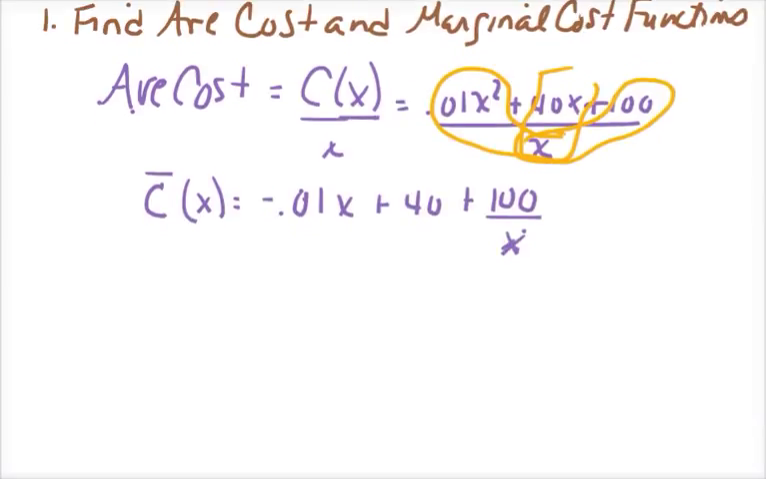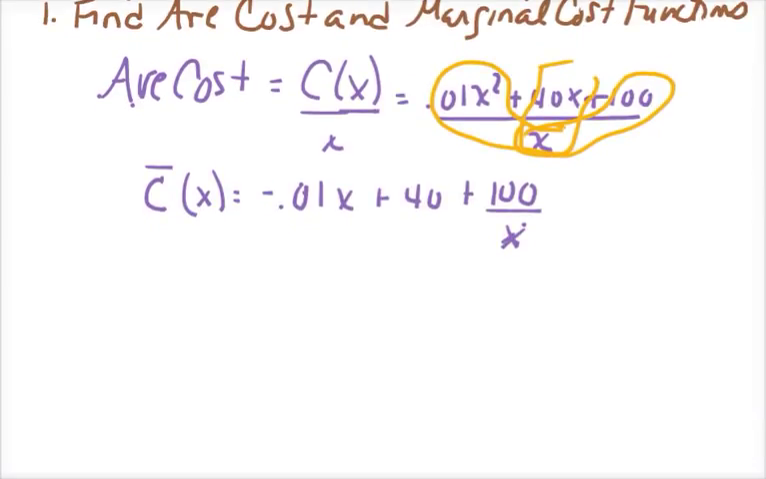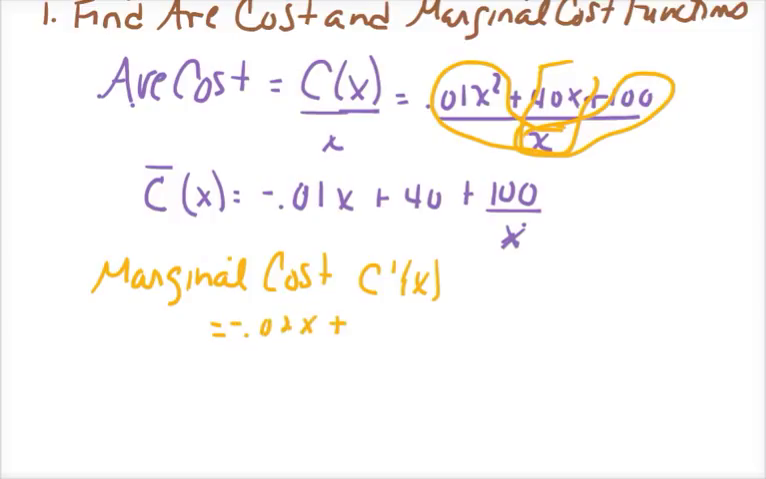So how do we find our marginal cost function? Your marginal cost function is a derivative. So your marginal cost is C prime of x. And the derivative of that function C of x is negative 0.02x plus 40. So that's your marginal cost function.